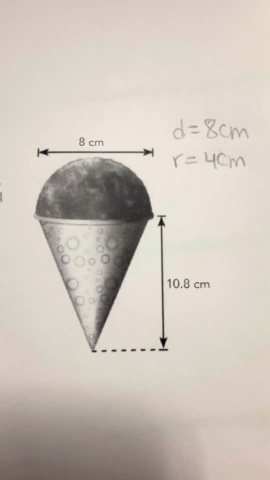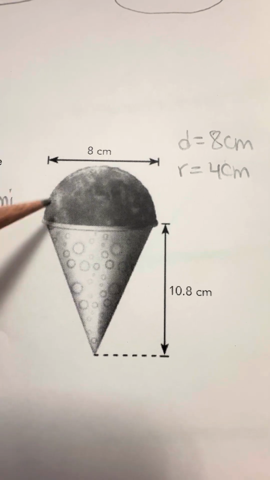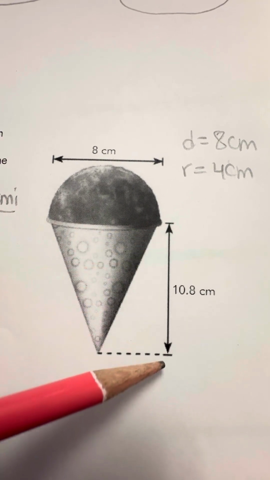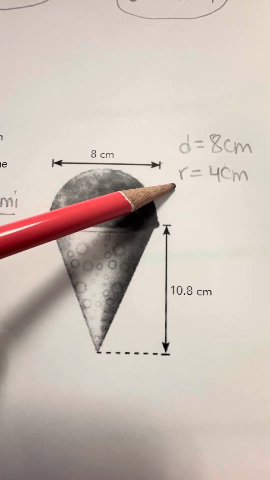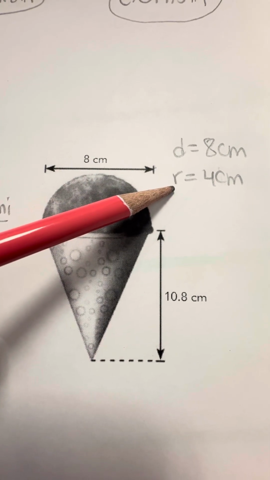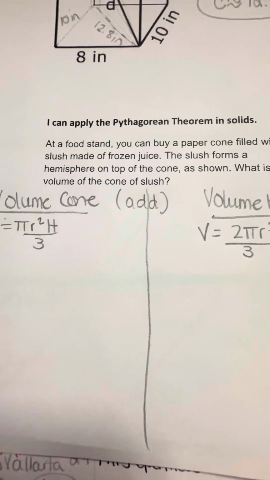And we only have two measurements here. One is the diameter, which is 8 centimeters up here on the top, and our vertical height of the cone, which is 10.8. So up here you can see I already wrote down what my radius is. The radius is half of the diameter, which is 4. And that's what we need in order to fill in both of these two formulas.